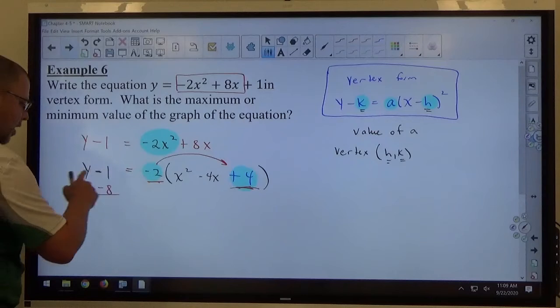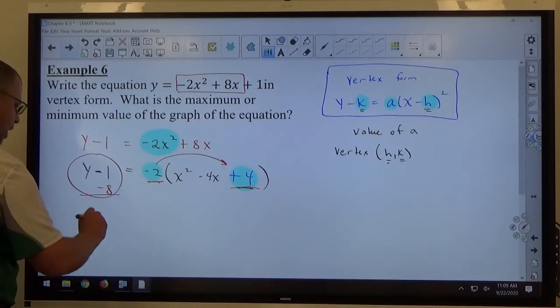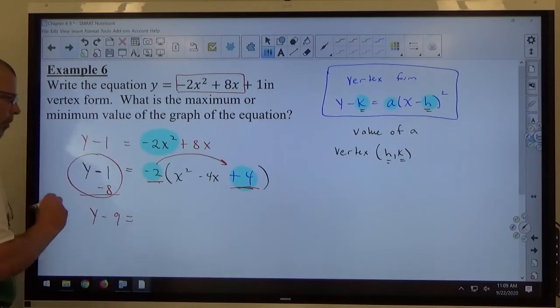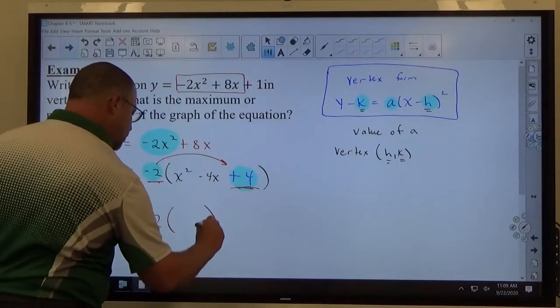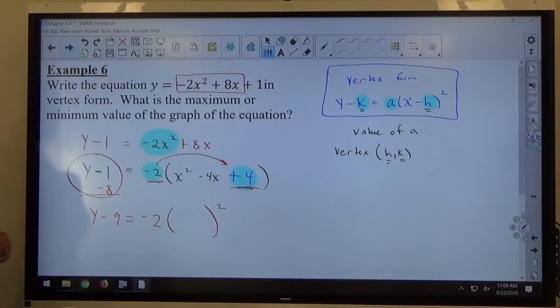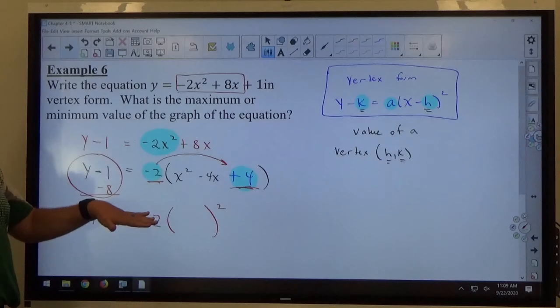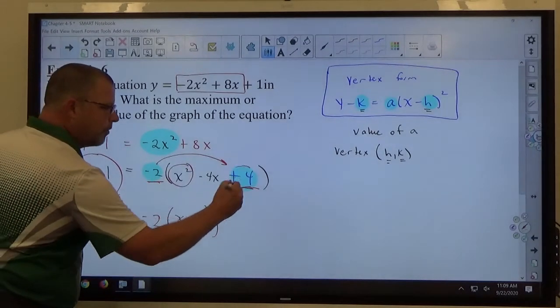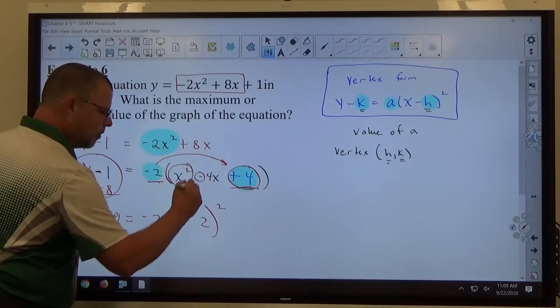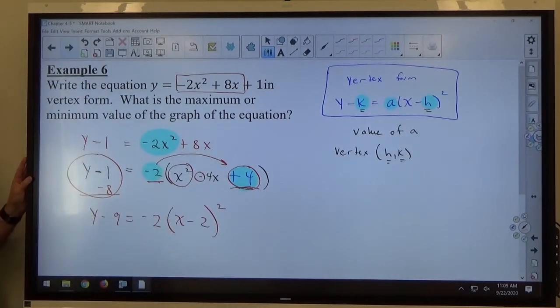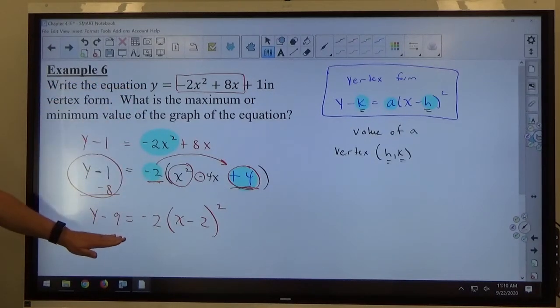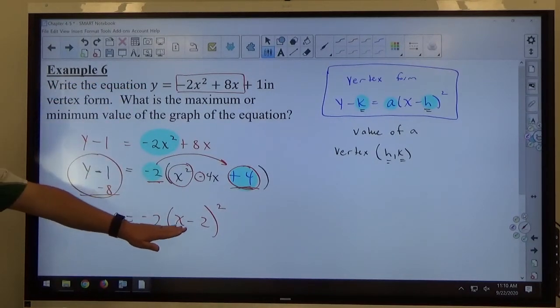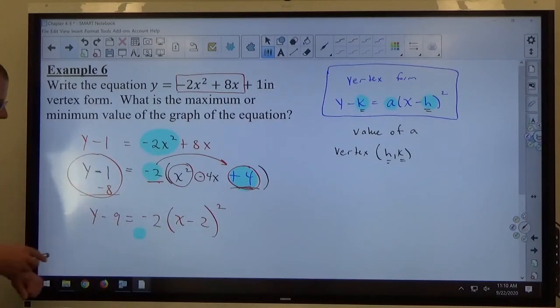So then, if I add all this stuff up over here, I've got y minus 9, and over here I've got negative 2 parentheses squared, and I'm going to factor this the same way I've been factoring it. The square root of x squared is x, the square root of 4 is 2, and the sign of the middle term is minus. Now look at the structure compared to what it's supposed to look like: y plus or minus something equals a number times x plus or minus something squared. So we got vertex form.